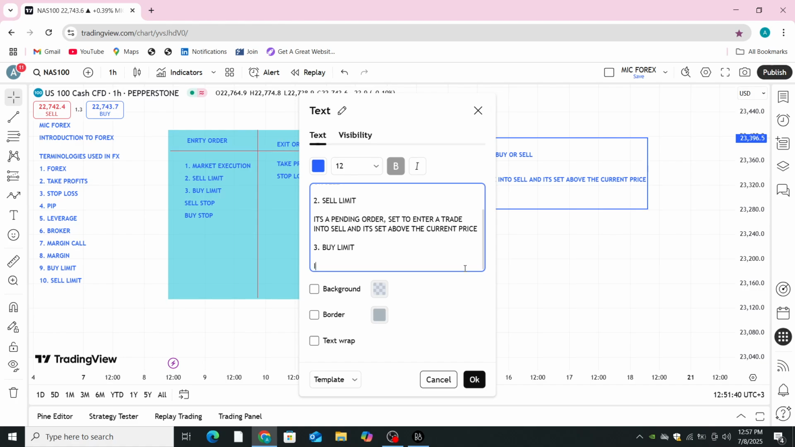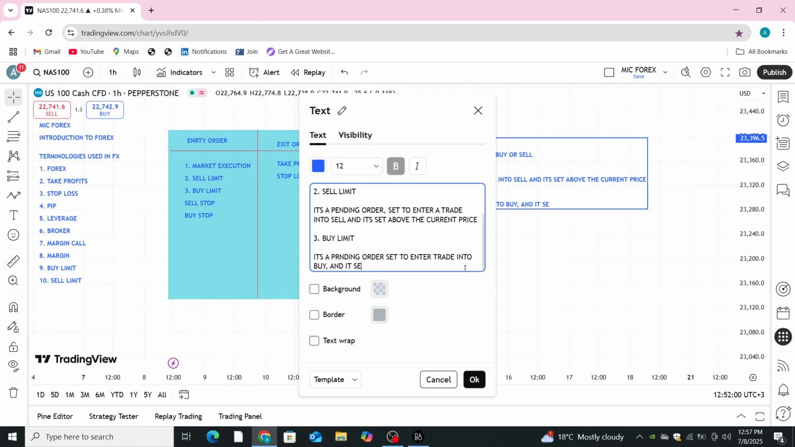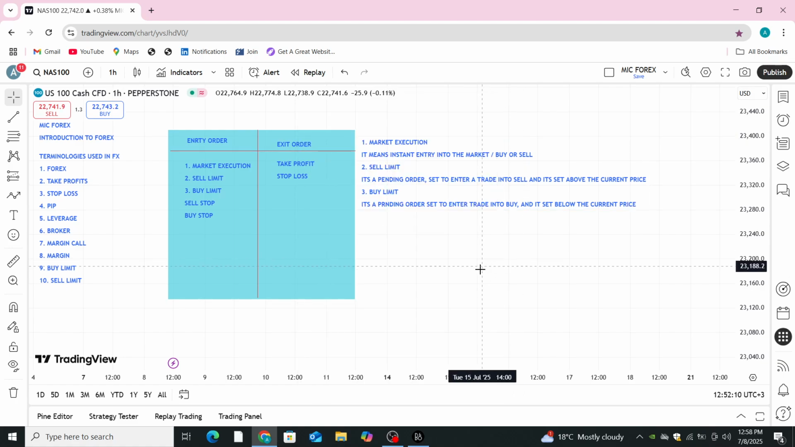Now, let's talk about buy limit. And in buy limit, we say it's a pending order, just the same. It's a pending order set to enter a trade into buy, and it's set below the current price. It is usually set below the current price.